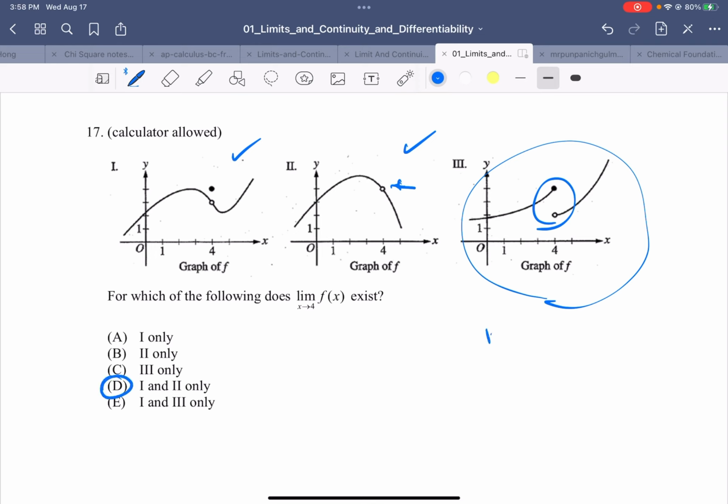But for this one, the limit as x approaches 4 from the negative side of f of x, let me label that, is 4. That is not equal to the limit as x approaches 4 from the positive side of f of x, because that equals approximately 2. So the left hand side and right hand side don't match. That means the limit does not exist at x equals 4.